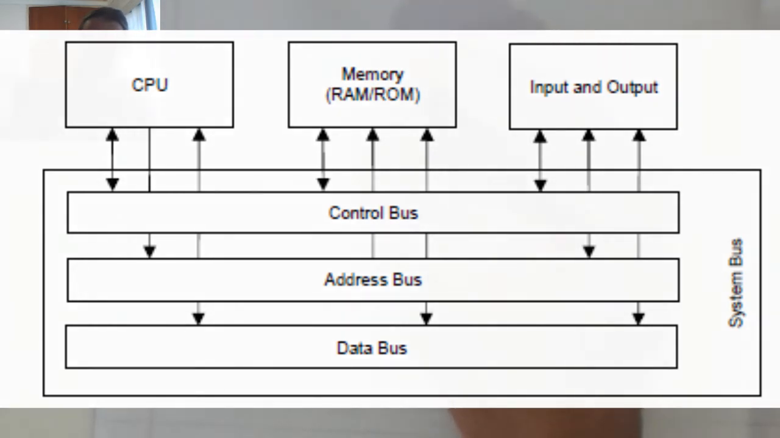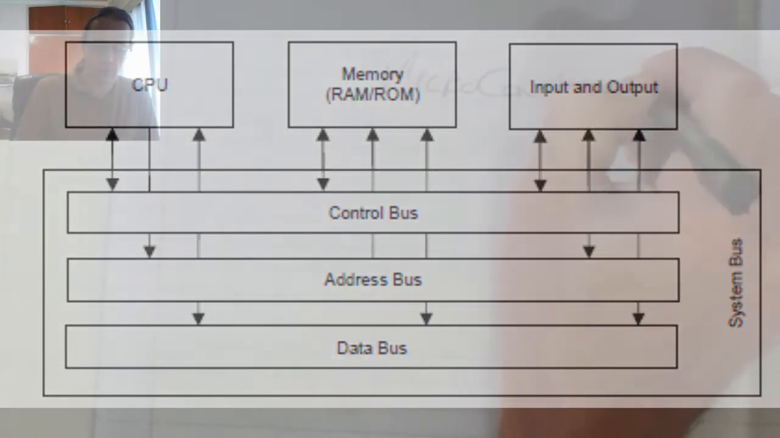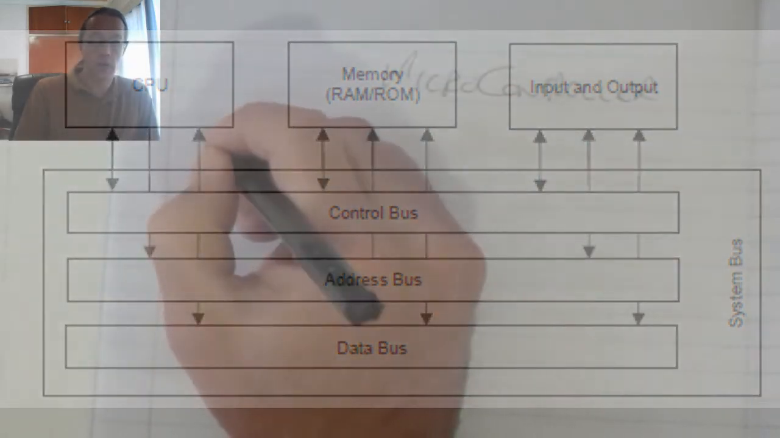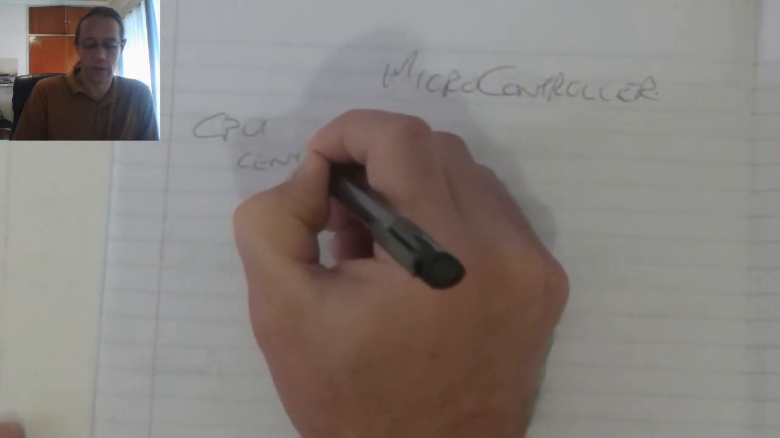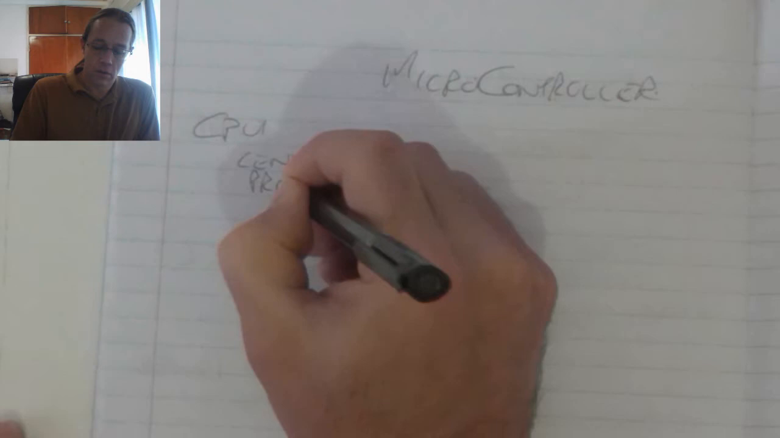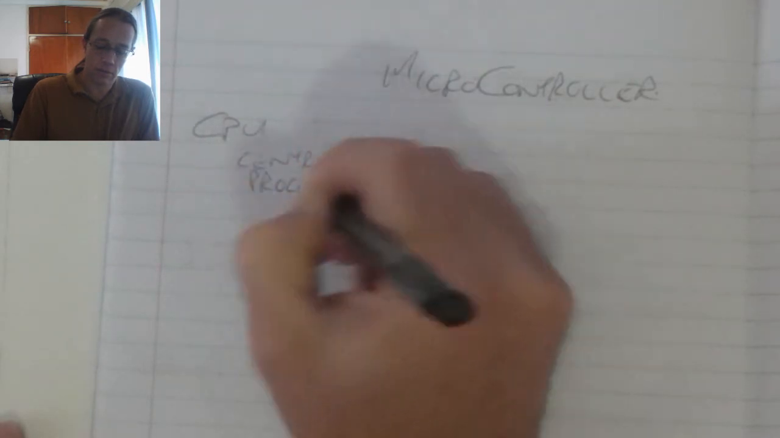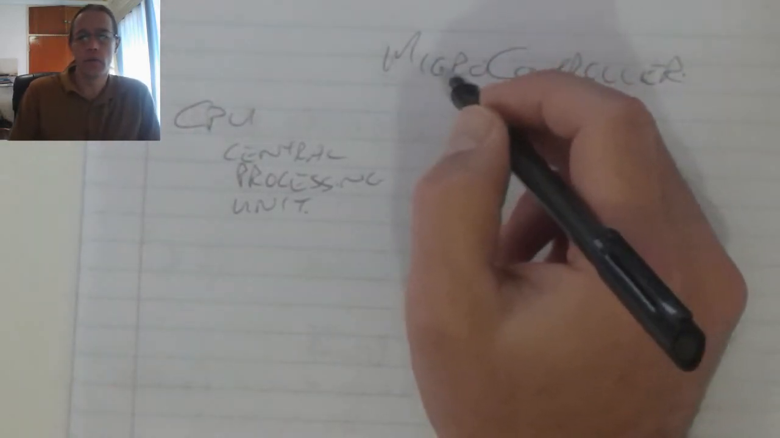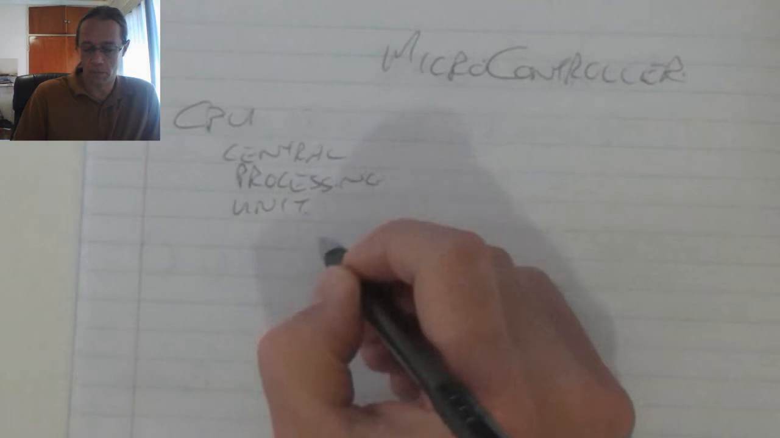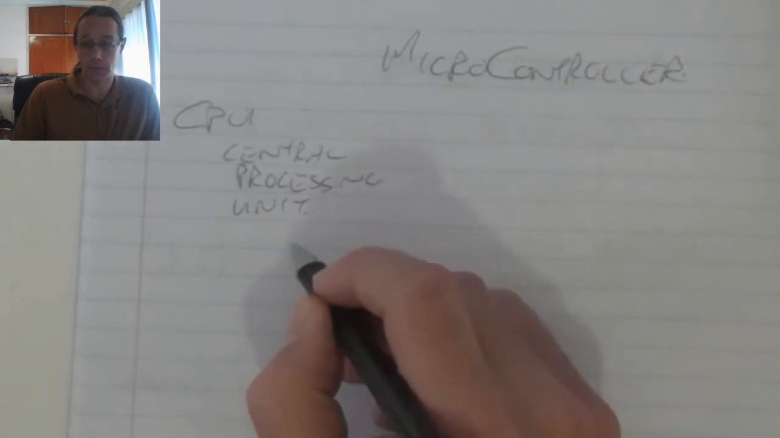Parts of a microcontroller. The first part is the CPU, or Central Processing Unit. The Central Processing Unit is the brain of the microcontroller, and it is used to process data according to the program that is uploaded.